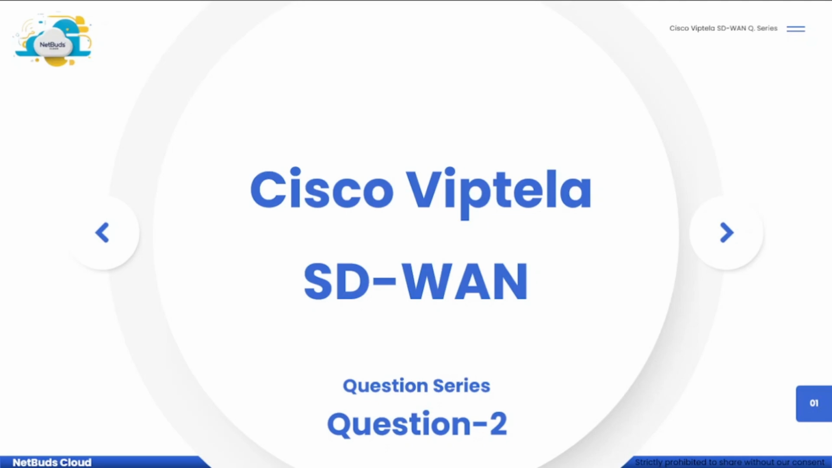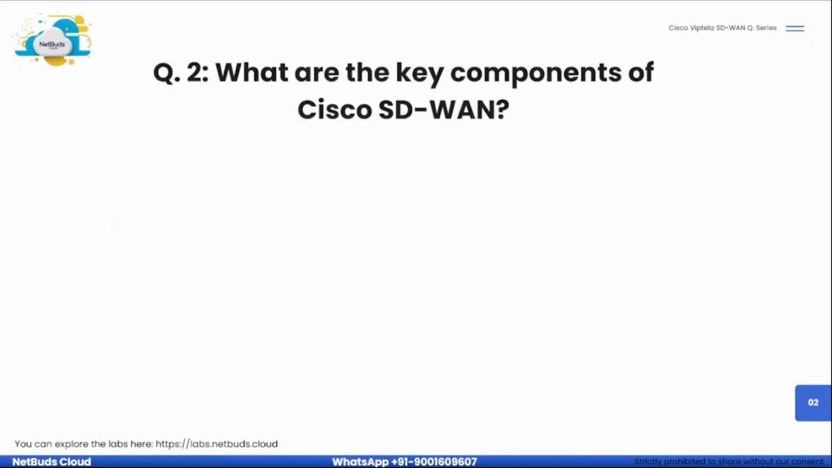So let's focus on our question number two. In question number two, we will focus on what the key components of SD-WAN Viptela are. Now you can see I have a total of four components in Cisco Viptela SD-WAN, and we'll try to discuss what these components are.